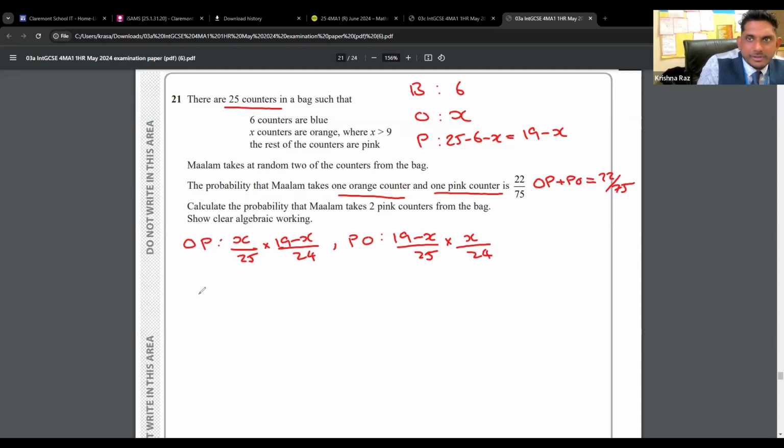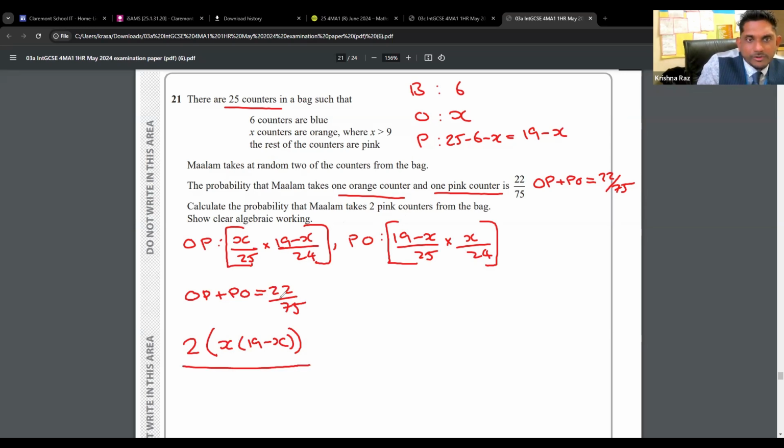So OP plus PO equals 22 over 75 means we've got this plus this. And since the numerator is the same thing, that just essentially means we've got two lots of x times 19 minus x.